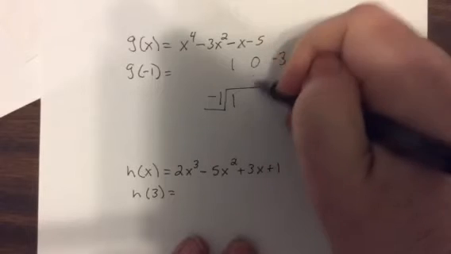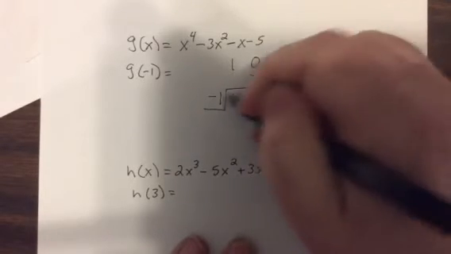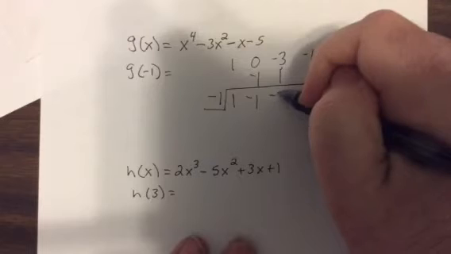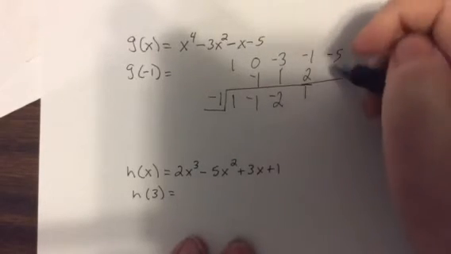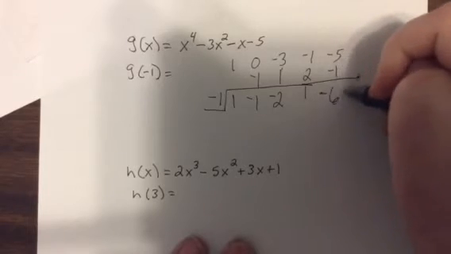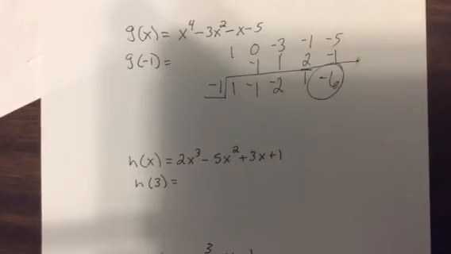So bring down, multiply. So notice how fast this is if you know the process. Add those, multiply. Now, easy to make a dumb mistake. We all do that. But I get negative 6.